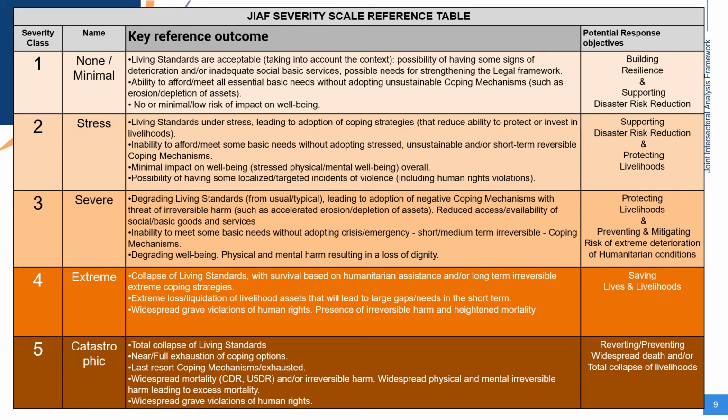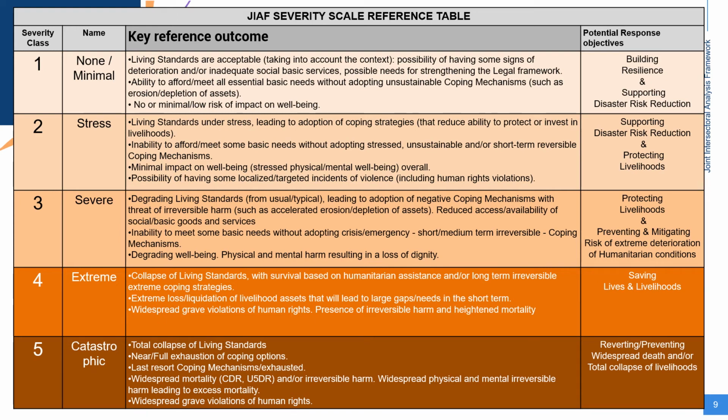The other key component of the JIAF is a severity model. Its purpose is to help measure the degree of harm brought by the combined impact of shocks and stresses on affected vulnerable populations.